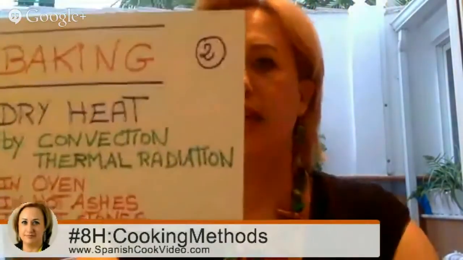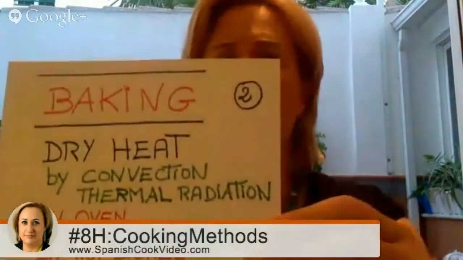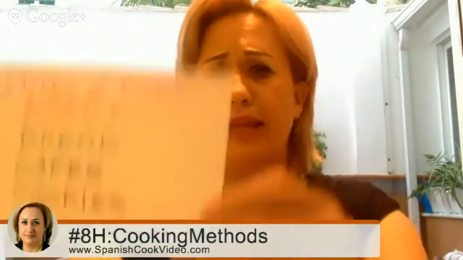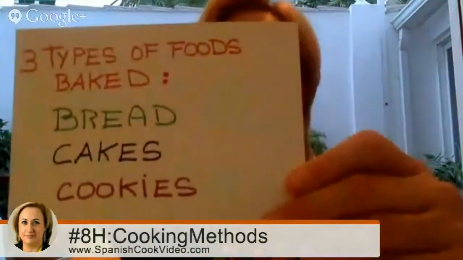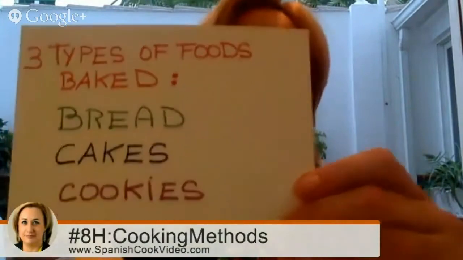another cooking method, baking. Baking is a cooking method that uses prolonged dry heat by convection rather than by thermal radiation. Normally it's in an oven, but also in hot ashes or on hot stones. There are mainly 3 types of foods that can be baked. Bread, that is the most common baked food, also cakes and cookies.